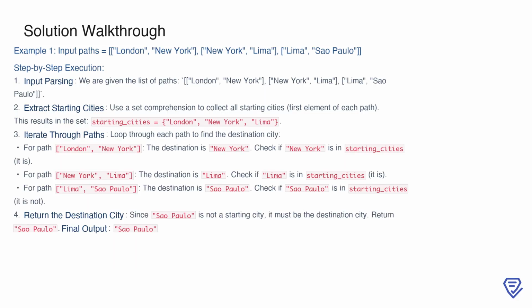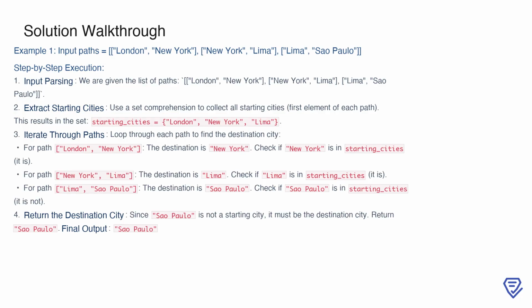To solve this problem, we start with the input paths, which in this case are London, New York, Lima, and Lima, Sao Paulo. Our goal is to determine the destination city, which is the city that does not appear as a starting point in any path. First, we extract all the starting cities by taking the first element of each path and storing them in a set. This gives us the set, London, New York, Lima.